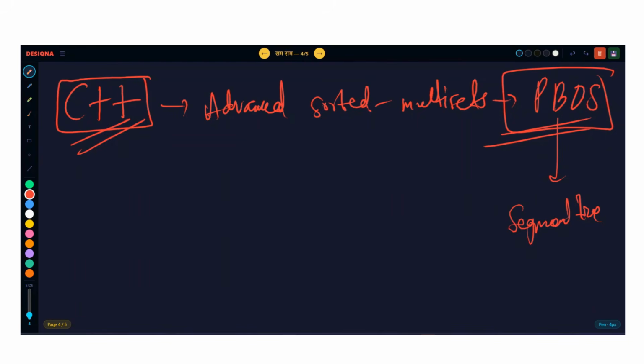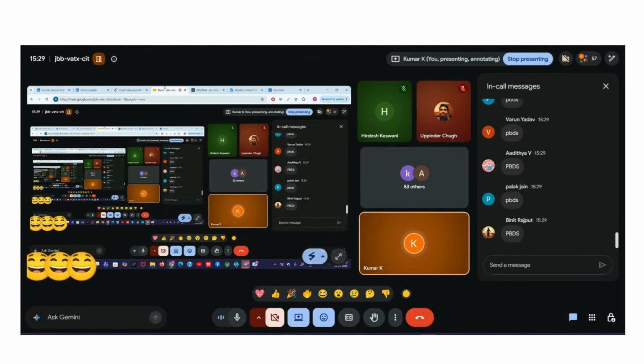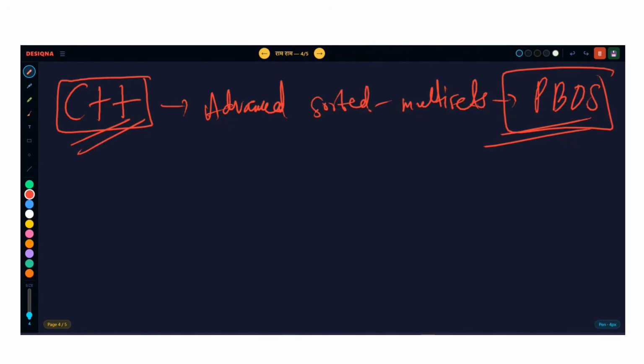But I hope you understand that is a complicated way of doing it. You can use segment tree here, you can use PBDS, you can use coordinate compression here, but there are many things which are stopping you.